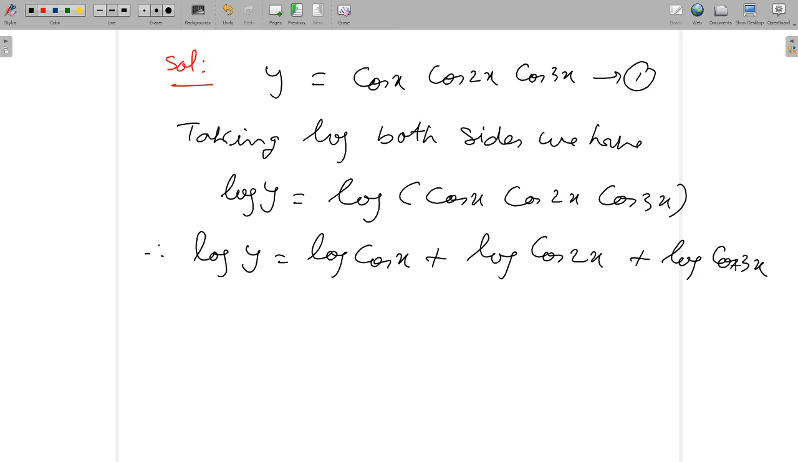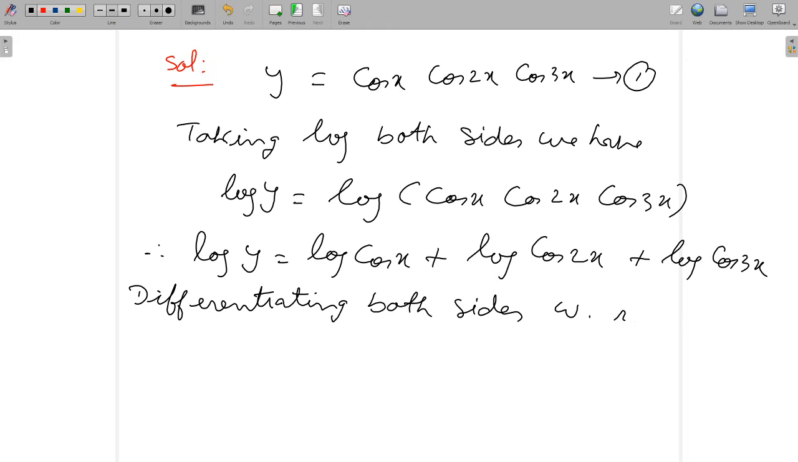Now next, what we'll do, we'll differentiate both sides with respect to x. So differentiating both sides with respect to x, we have, differentiation of log x is 1 by x, so differentiation of log y will be 1 by y, and then we will differentiate y, so that is dy by dx.